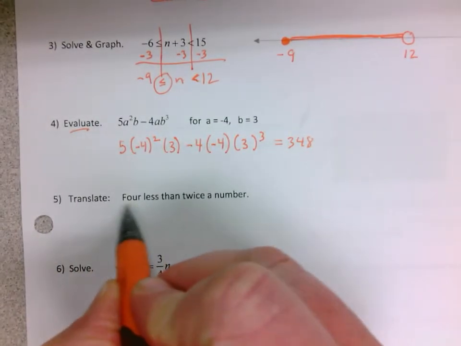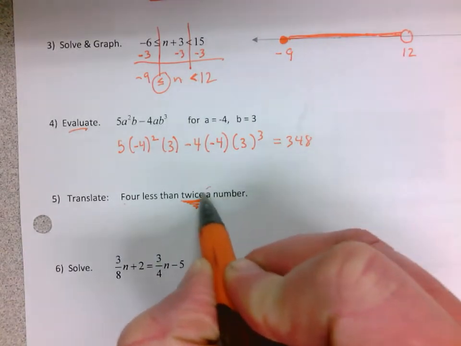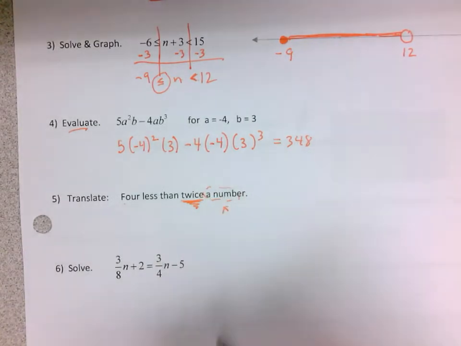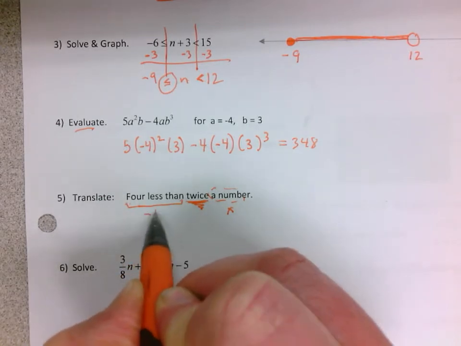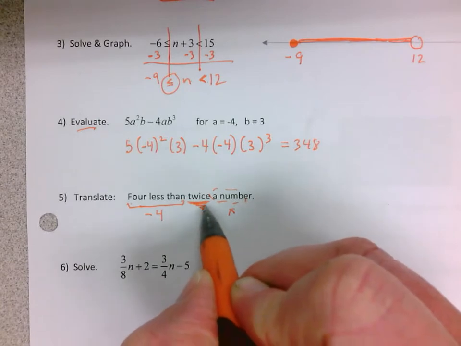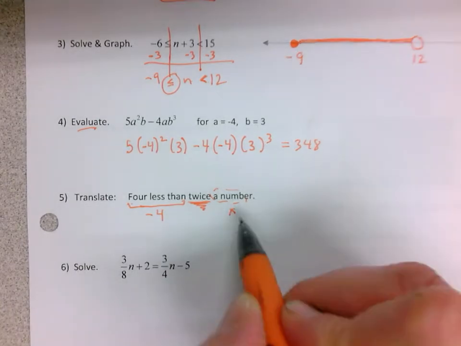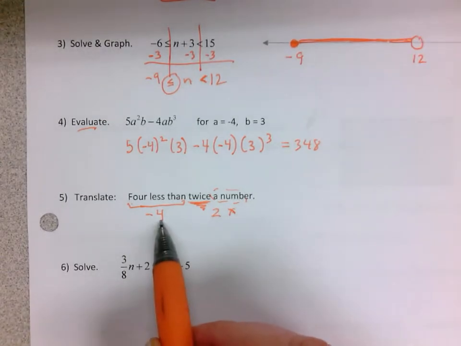Translate 4 less than twice a number. A number, that's my variable, we love x. 4 less than is minus 4. Okay, twice a number, it means you multiply by 2. If you have twice as much as me, you have 2 times what I have. So this is twice a number. 4 less than twice a number.